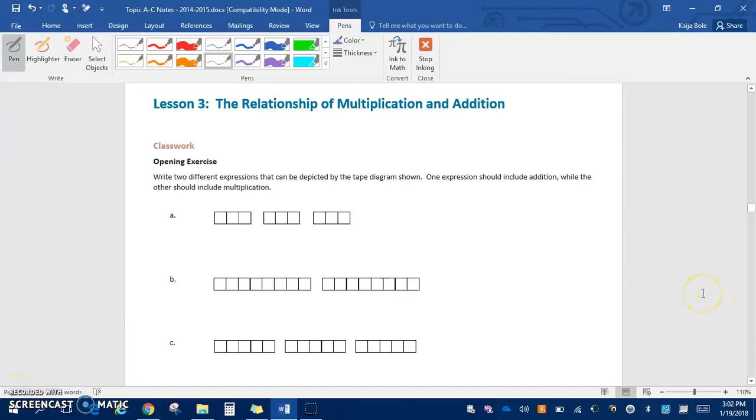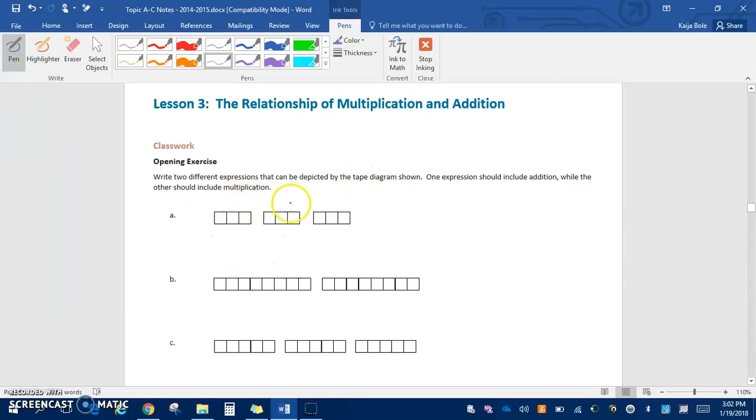Alrighty, here we are on our 4.3, 4.5 combination video. So we're going to start in lesson 3 here, the relationship of multiplication and addition. So the opening exercise says to write two different expressions that can be depicted by the tape diagram shown. One should be addition and the other should be multiplication.